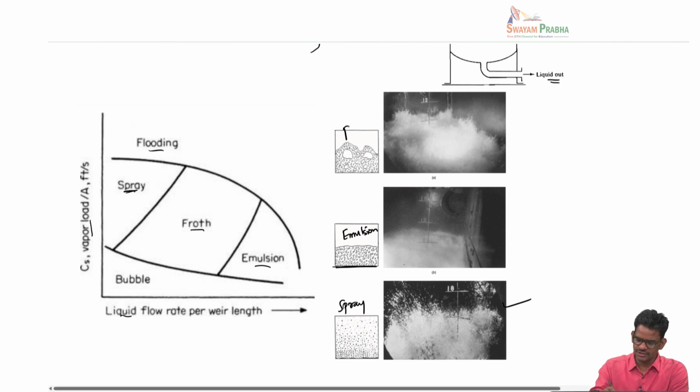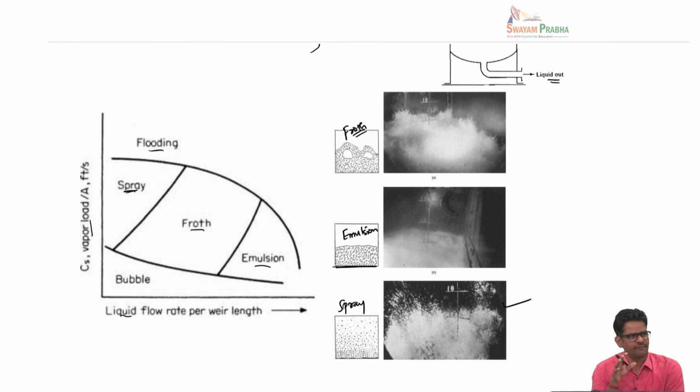And there is a froth regime. In froth regime also we have gas bubbles, but here gas bubbles form, coalesce, and they form in different sizes and different shapes, and then flow through this column. So this is called froth regime. So the column can be operated in any of these three.